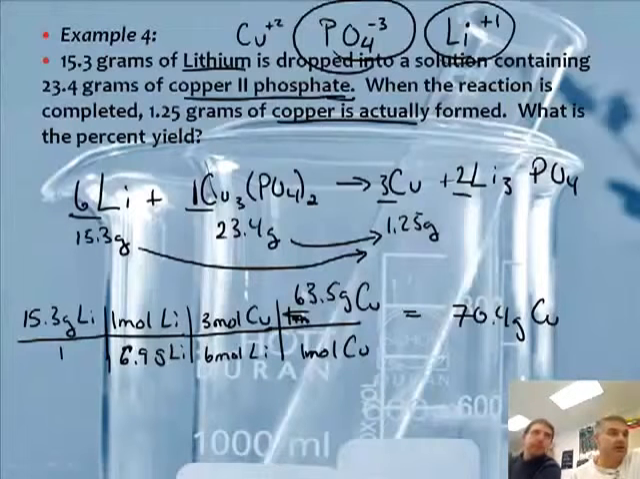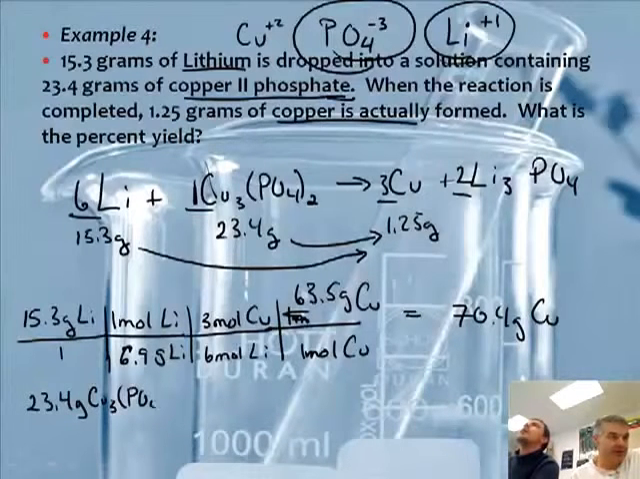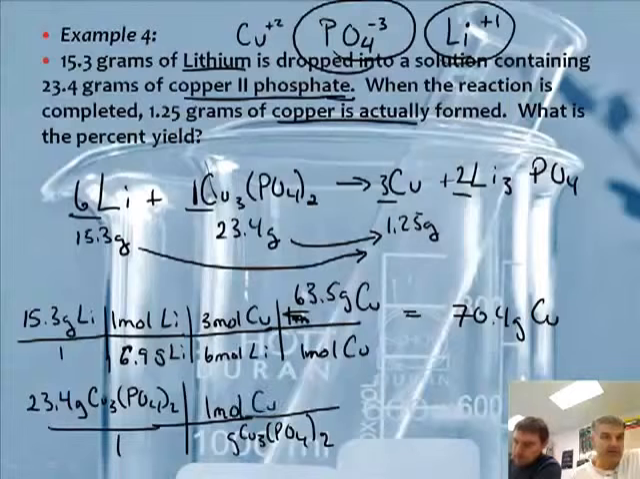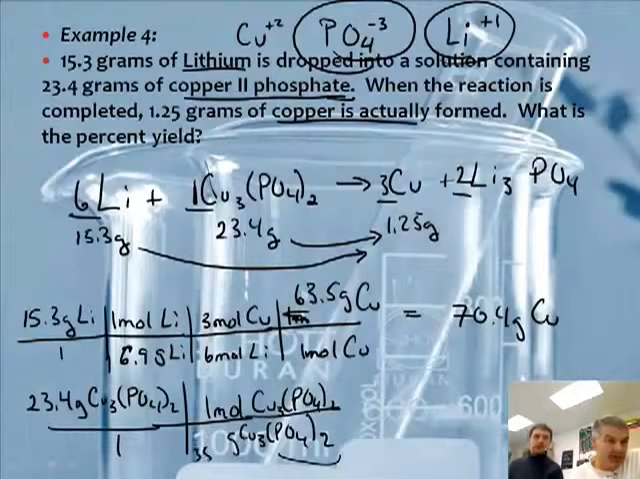All right, so now we're going to take the 23.4 grams of Cu3(PO4)2. And then I'm going to say grams of Cu3(PO4)2. That's going to be pretty complex in terms of its molar mass. You'll have 3 times 63.5 plus 2 times 31 plus 8 times 16. That's 380.5. I should have saved more space there.